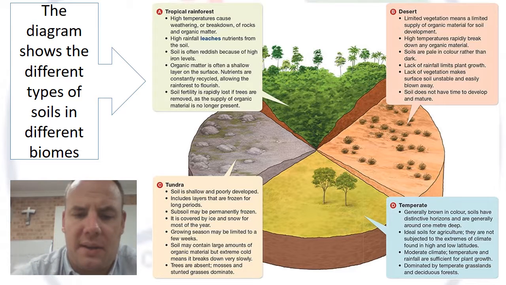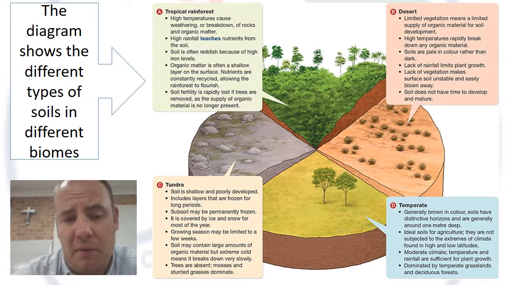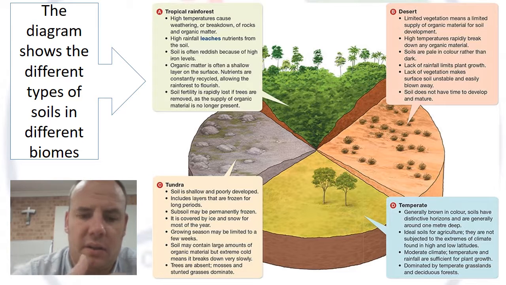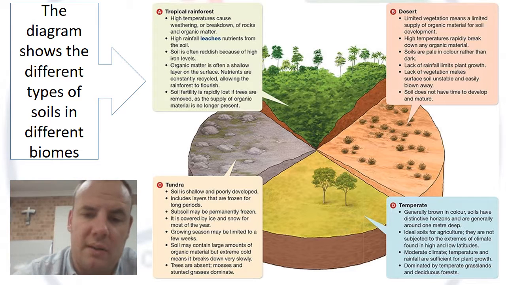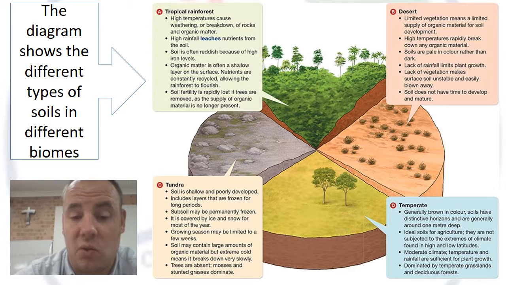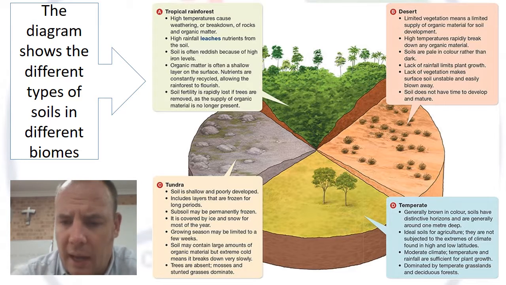Tundra, basically the soil again is very shallow, and because the weather is so cold, it's very hard to develop. There's limited time for growing anything because the soil is so frozen. And then D, the temperate or the grasslands.